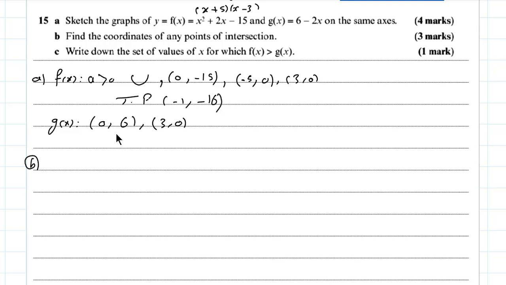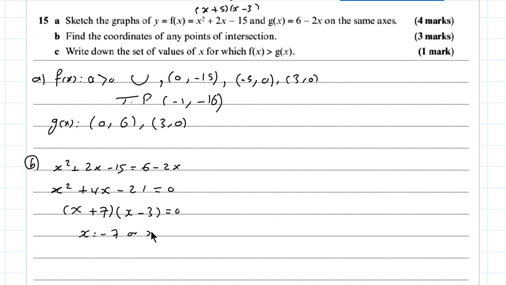So we can write here x squared plus 2x minus 15 is equal to 6 minus 2x. And after rearranging, we can write x squared plus 2x plus 2x, which is 4x, and then minus 15 minus 6, minus 21, is 0. Factorizing to get x plus 7 times x minus 3 equals 0. So we have x equals negative 7 or x equals 3. In case of negative 7, we can get y to be 6 minus 2 times negative 7, which means 6 plus 14, which is 20. And of course, 3 with 0, as we said.